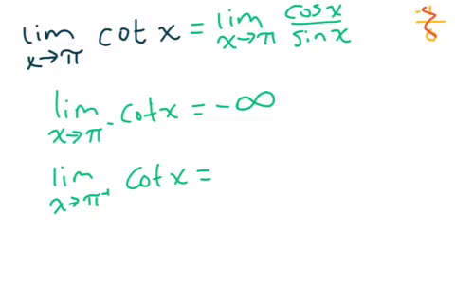Likewise, if we think about a number that is greater than pi but close to pi, that means we're going to be in the third quadrant. In the third quadrant, cosine and sine are both going to be negative, so when we divide, we'll get negative divided by negative, which is going to give us positive infinity. So we can see that the limit from the left is negative infinity, the limit from the right is positive infinity, but this overall limit does not exist.